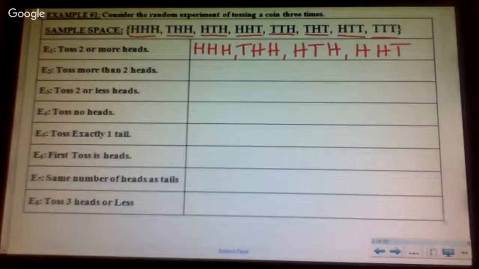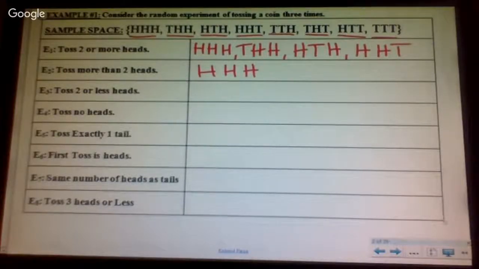Tossing more than 2 heads. What falls into that one? HHH. Okay? That is a simple event. Only one thing happens.